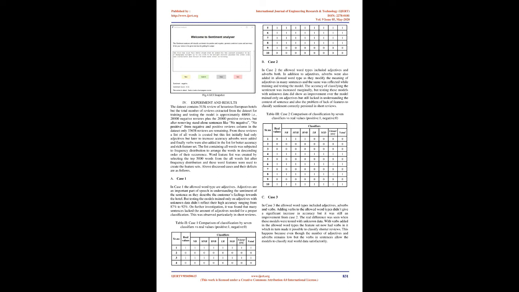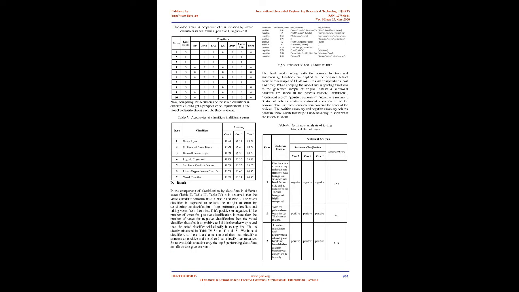The list containing all words was subjected to frequency distribution to arrange the words in descending order of their occurrence. The word feature list was created by selecting the top 5,000 words from the all words list after frequency distribution, and these word features were used to create the feature sets. The above discussed cases and their defects are as follows.